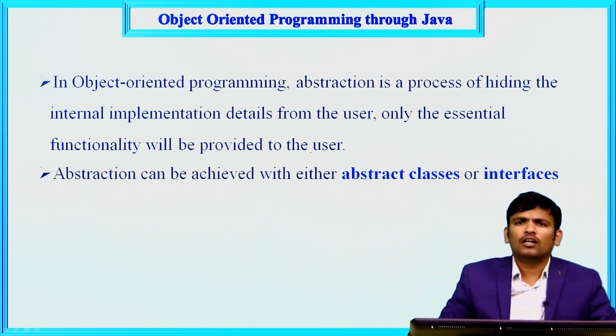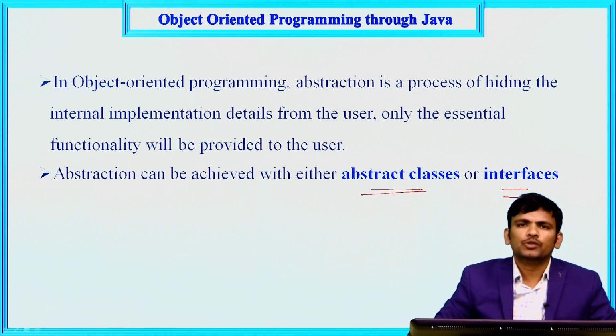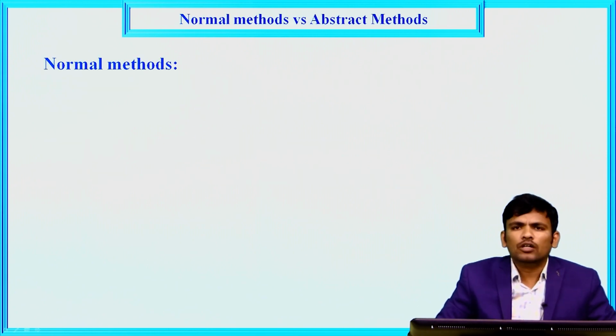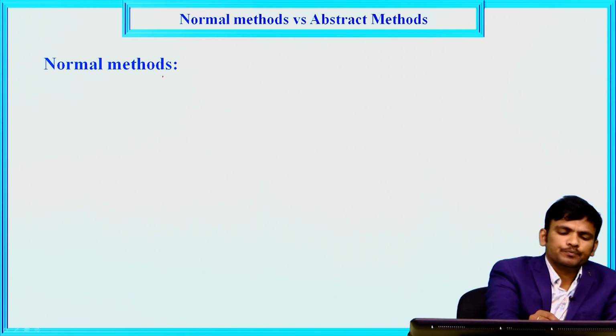So, in Java, how can we achieve this abstraction? We need to use concepts like abstract classes and interfaces. Using abstract classes and interfaces, we can achieve abstraction in Java. If you want to understand abstraction, first of all, we need to understand the abstract method. And to understand the abstract method, we need to learn what a normal method is. First we will see what a normal method is, then what an abstract method is, and after that what exactly an abstract class is.